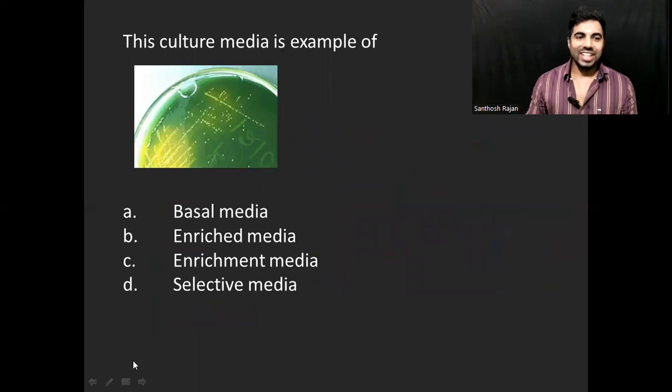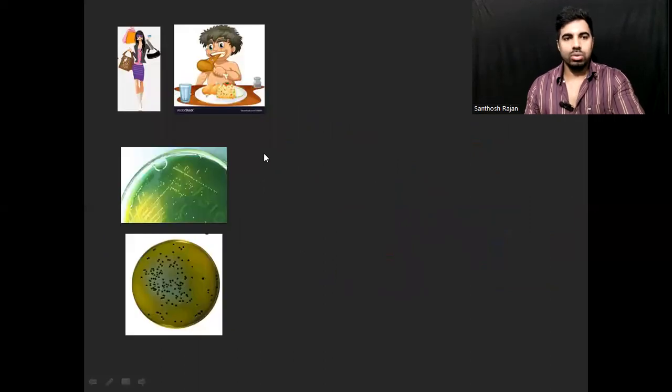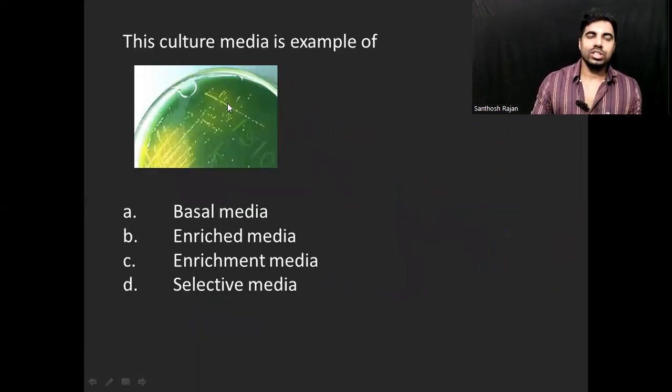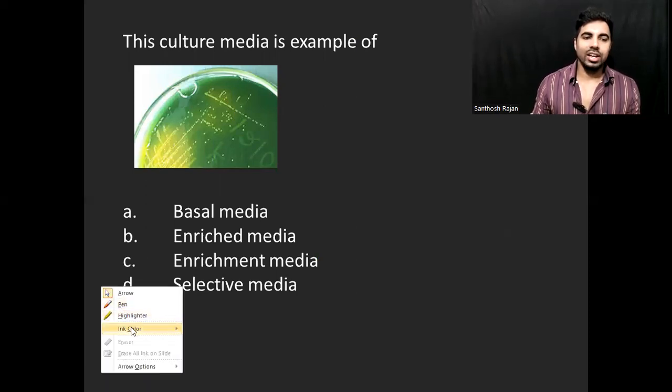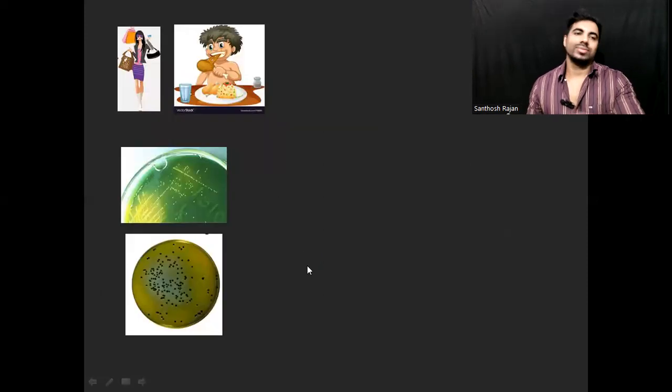Look at this culture media. Identify the culture media. You know, we have different culture medias. So this culture media is one unique one. You can always expect this. They can ask this culture media. Before going there, first of all, I want to give you a clue on how to remember. I'll give you a clue definitely. So before this, let's go here.